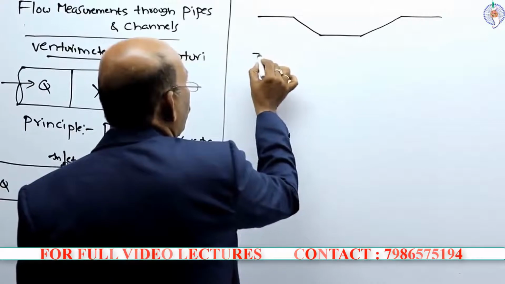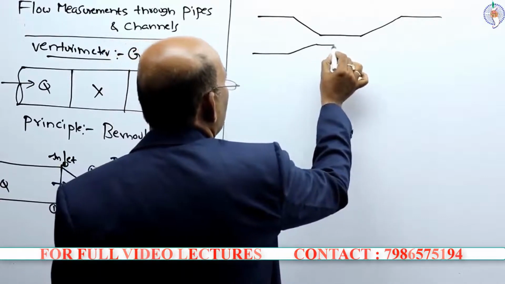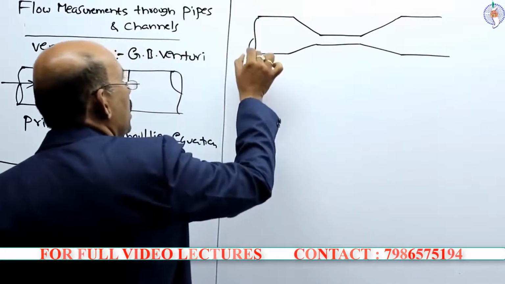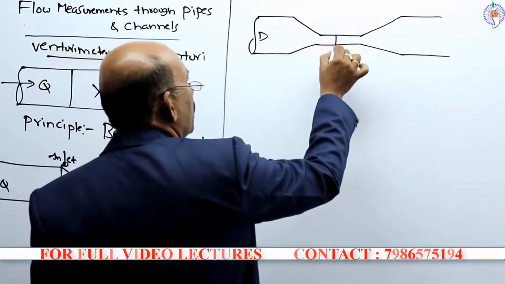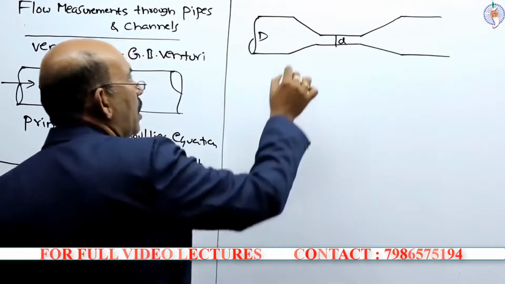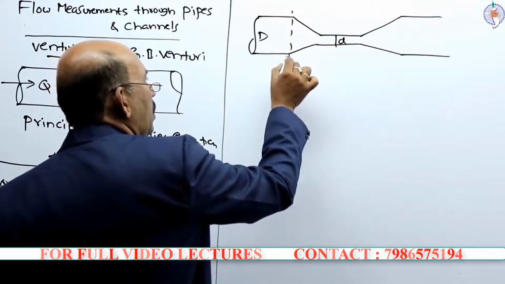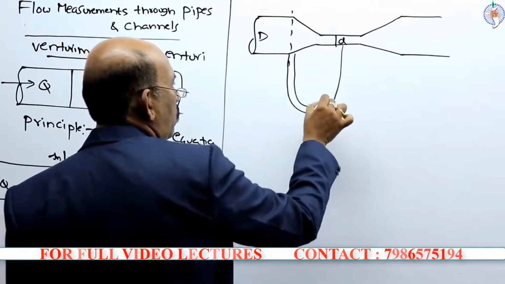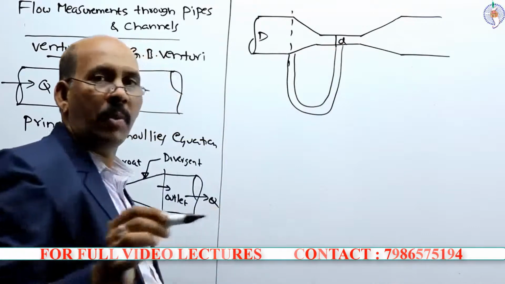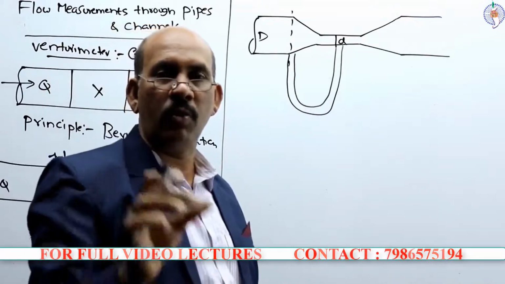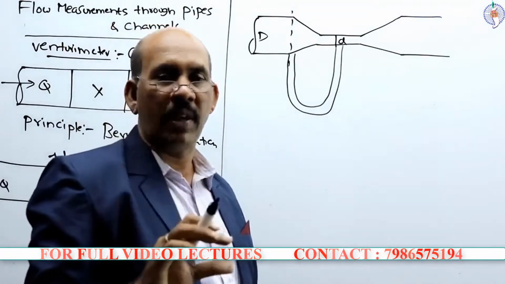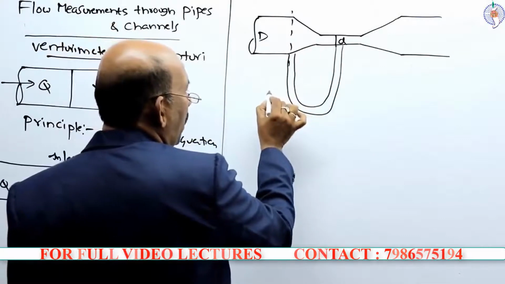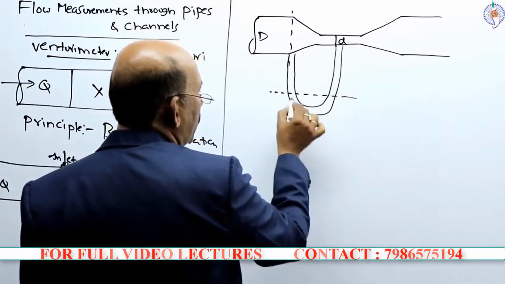So the features of this particular venturi meter: you can see here the diameter is big D, this diameter is small d, and this creates the pressure difference. I connect the manometer. This is the manometer. A manometer is a device used for measuring the pressure difference between the 2 points, and before the flow, this manometric liquid is here.